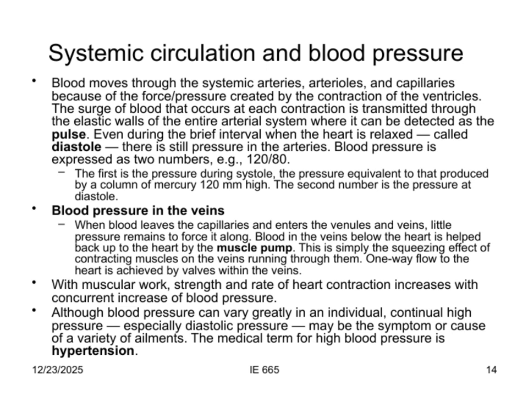Blood pressure is typically expressed as two numbers, like 120/80. The first number, called systolic pressure, reflects the pressure during heart contraction, and it's equivalent to the height of a mercury column, 120 millimeters. The second number, diastolic pressure, indicates the pressure when the heart is relaxed.